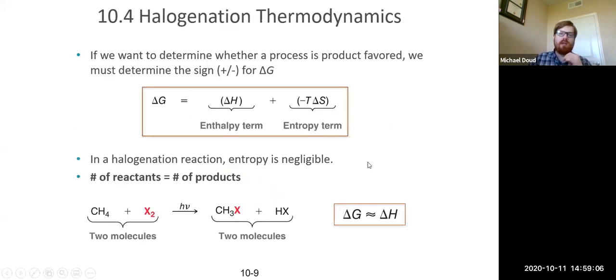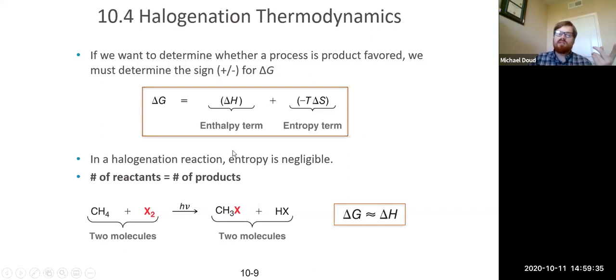Okay. All right, so now we're going to talk a little bit about thermodynamics, because what we really want to do is use these reactions in ways that are convenient to us in organic chemistry. We want to be able to predict the products of the reaction, and we need to be able to determine, hey, if we do this reaction, what's going to happen? So in order to determine whether or not the process is favored, you've got to figure out the delta G.